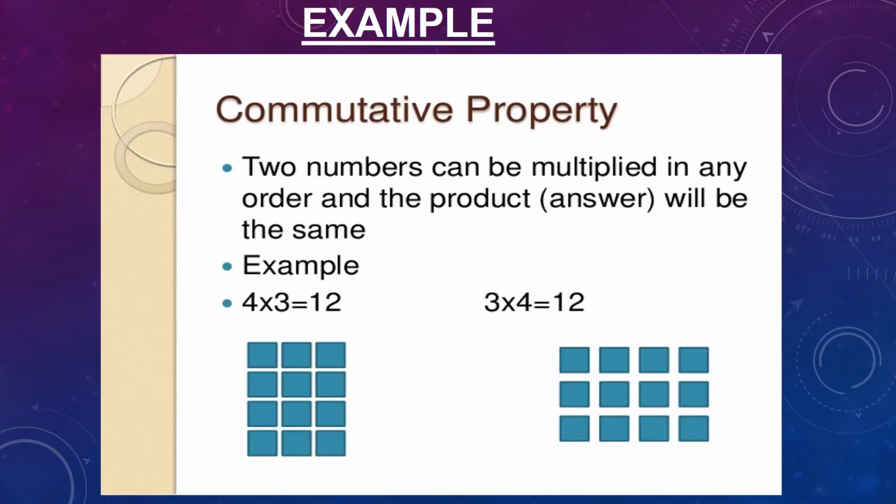One more example to understand commutative property of multiplication. 4 multiplied by 3 is equal to 12 and 3 multiplied by 4 is equal to 12. So the product is same regardless of the order of multiplication.